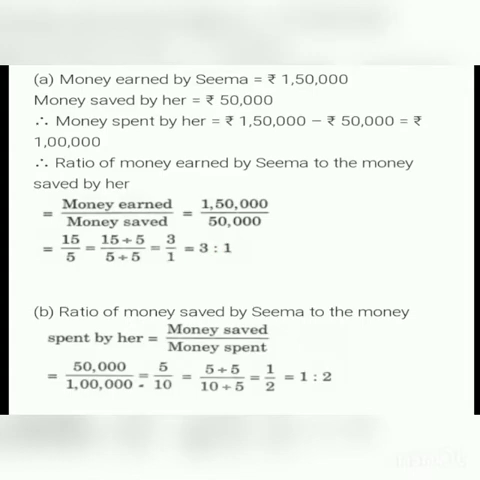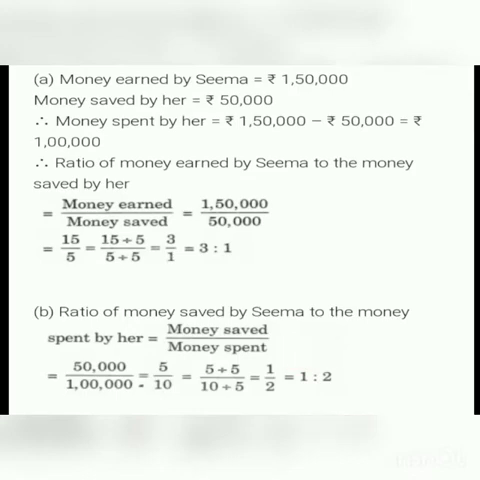Next question is the money saved to the money spent. So what is the money saved? Money saved is 50,000 and the money spent is 1,00,000. So the ratio of money saved to money spent is 50,000 by 1,00,000. Cancelling down the common zeros, you will get 5 by 10, that is equal to 1 by 2, that is 1 is to 2.